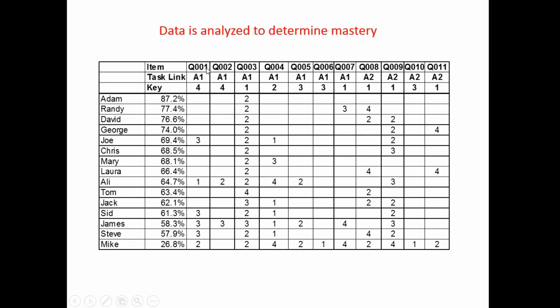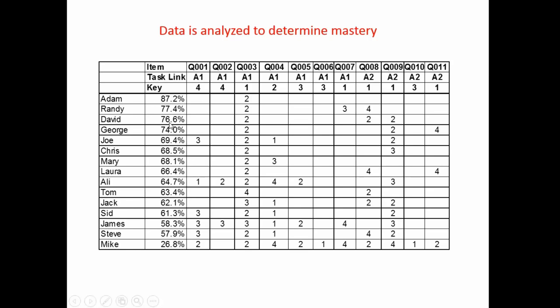Now, this is the whole idea, and I showed this slide in the previous webinar. So we have question 1, 2, 3, 4, up to question 11. The A1 relates to the job analysis, whatever the A1 task might be, and then the A2 is another section in a chapter. The right answer to question 1 is D. That's what the 4 means. The key is the answer. The right answer to question 2 is D.